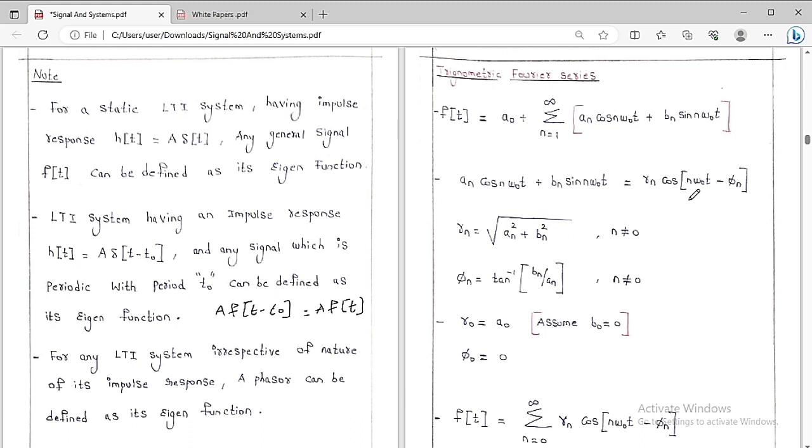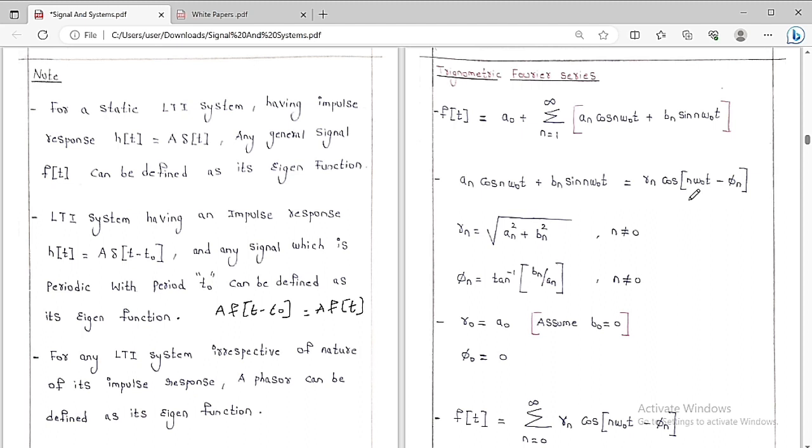Now let's go to the other concept, which is the trigonometric Fourier series. We are going to learn a somewhat detailed analysis of the trigonometric Fourier series, because it is very, very important. So I am going to discuss that in a very detailed manner.